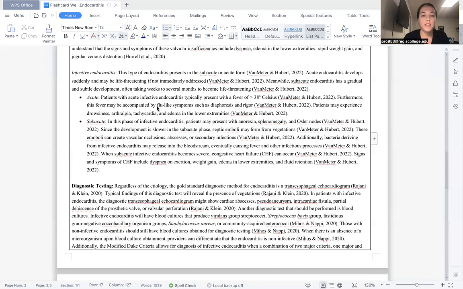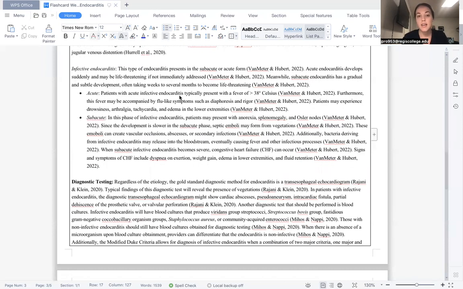In the subacute phase of infective endocarditis, a patient might have anorexia, splenomegaly, and something called Osler nodes. Those develop typically within the hands. You will see the development in the slower part of the subacute phase, which includes septic emboli, and that's what's forming on the vegetations. Those emboli can create vascular occlusions, abscesses, or secondary infections.